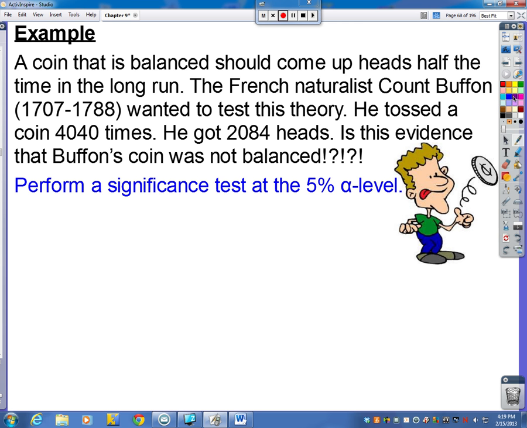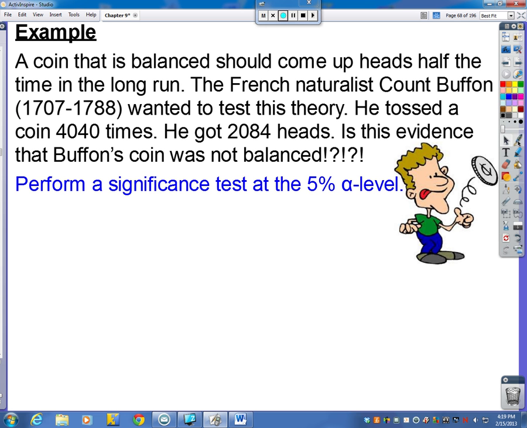So, the example we're going to look at here says a coin that is balanced should come up heads half the time in the long run. The French naturalist Count Buffon wanted to test this theory. He tossed a coin 4,040 times, because I guess when you're French and you're in the 18th century, you really have nothing better to do than flip a coin over 4,000 times. He got 2,084 heads. Is this evidence that Buffon's coin was not balanced? We're going to perform a significance test at the 5% alpha level.